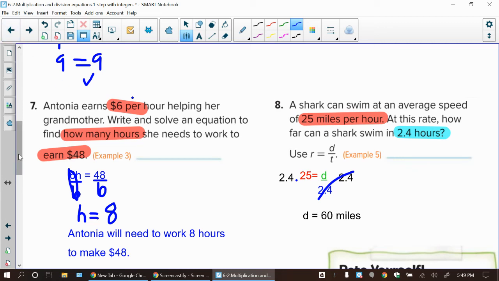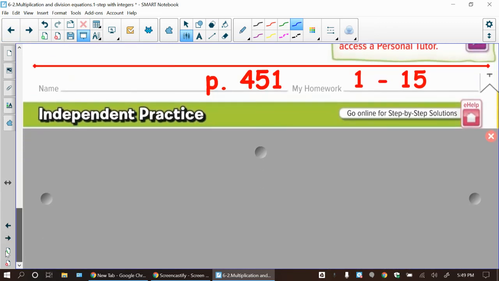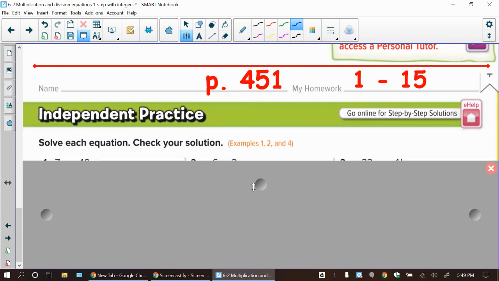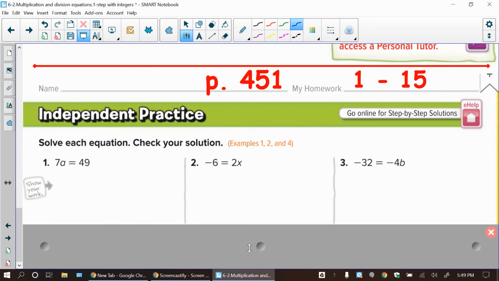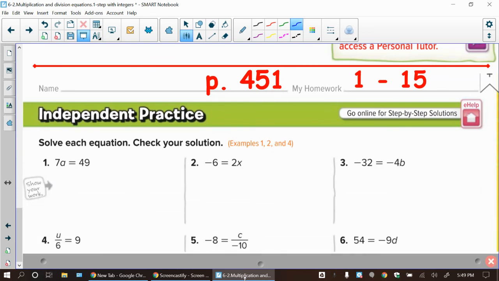Let's talk homework. All right, you are doing the next page. Well, pages. Okay, you have 451. You're doing 1 through 15. So that's not too many problems. Okay, so let's go through a couple. I will do a couple with you.